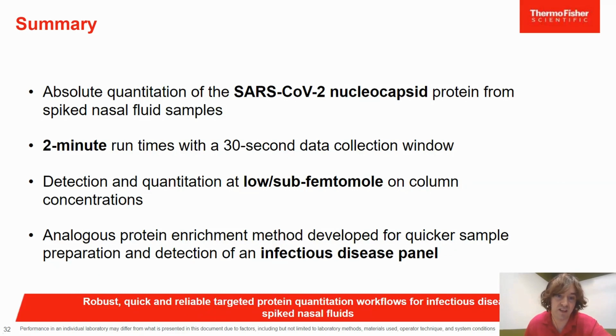We demonstrated the detection and quantitation at low or sub-femtomole on column concentrations with each of these methods. We showed analogous protein enrichment methods, which were developed for quicker sample preparation, and were able to detect an infectious disease panel rather than just the SARS-CoV-2 target. This resulted in robust, quick, and reliable targeted protein quantitation workflows for infectious diseases in spike nasal fluids.